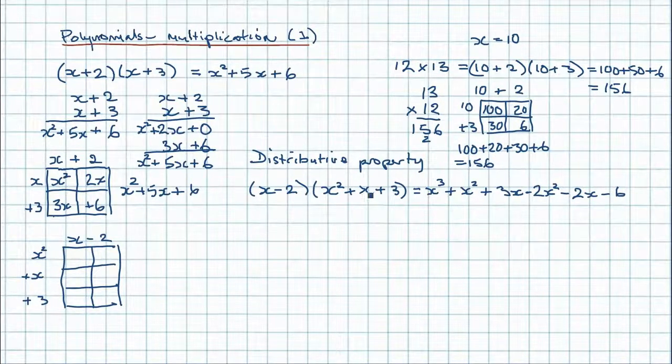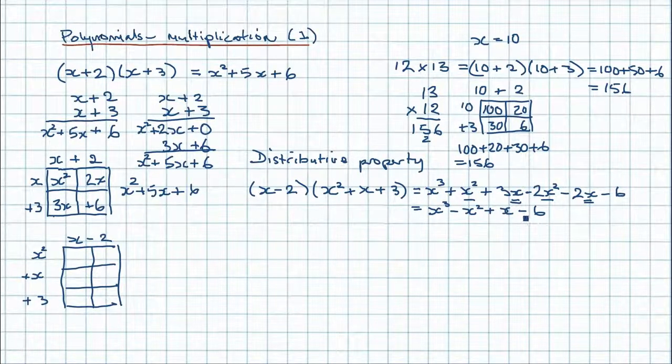let's now gather like terms then. So we've only got 1x cubed, so we'll write that down first. We'll see a pattern here as well. We've only got one constant at the end here, but we do need to gather up the x squareds and the x's. So we've got x squared minus 2x squared gives us minus x squared, and we've got 3x minus 2x gives us just positive x, and finally minus 6.